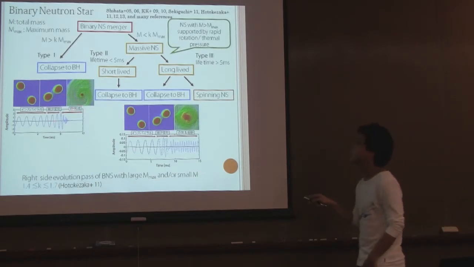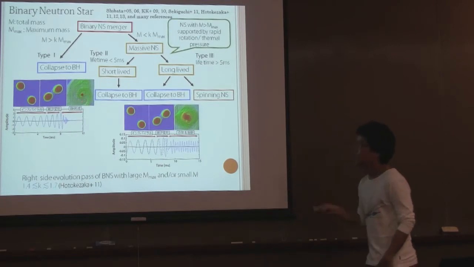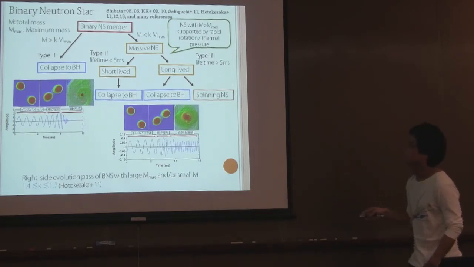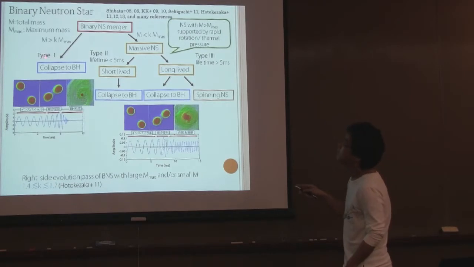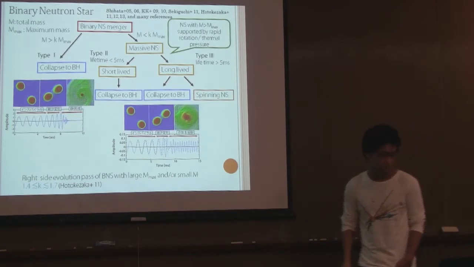After the merger, the star collapses to a black hole because it cannot sustain its weight. And we call this path type 1. After the black hole formation, the gravitational wave is characterized by the quasi-normal mode of the black hole.